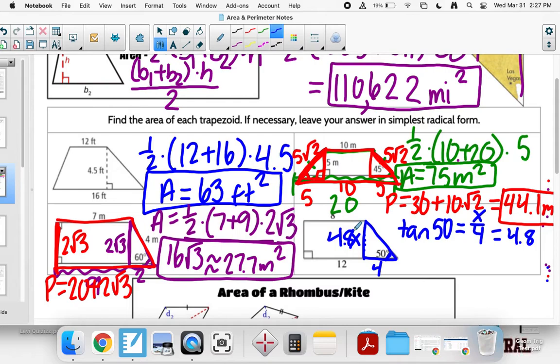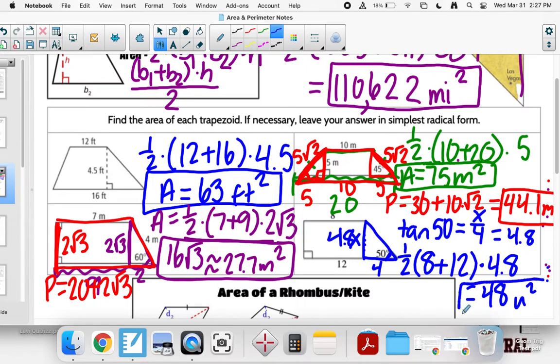We're rounding. So when we plug in our formula, we have half times our bases added together, 8 and 12, times our height of 4.8. Half of 20 is 10, 10 times 4.8 is 48. This doesn't have units, so we'll just leave it as 48. It's really units squared, but it's not labeled, so 48 is fine.